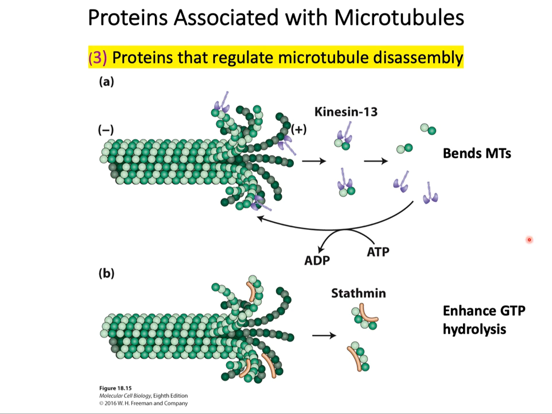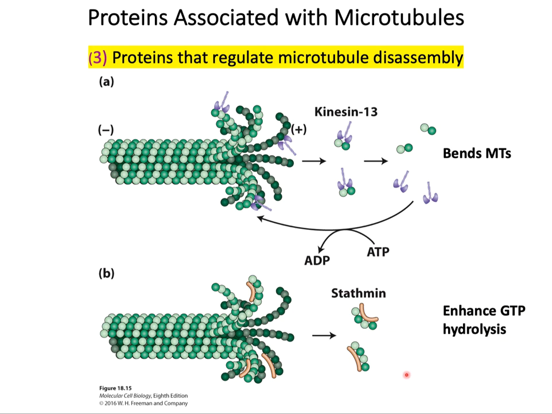In fact, kinesin 13 interacts with the tubulin subunit at the plus end of the microtubule, and it causes the microtubule at the plus end to bend, as shown here. When that microtubule bends, it destabilizes the microtubule, and this promotes the disassembly or depolymerization at the plus end. The other protein, stathmin, interacts with the plus end or near the plus end of the microtubule, but what it does is that it enhances the GTP hydrolysis by the tubulin dimers.